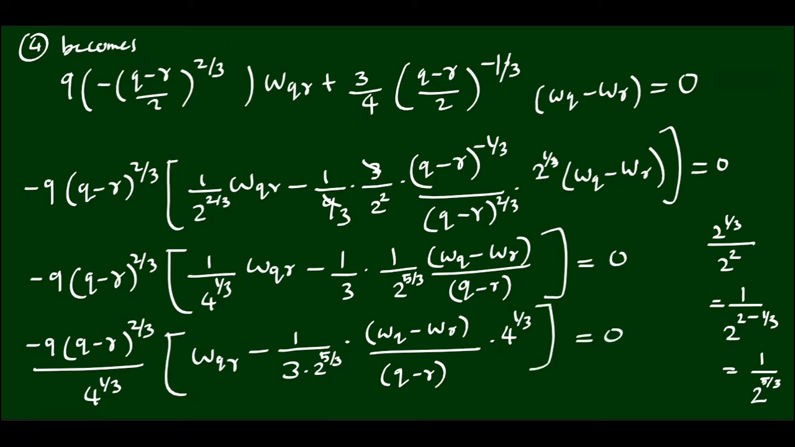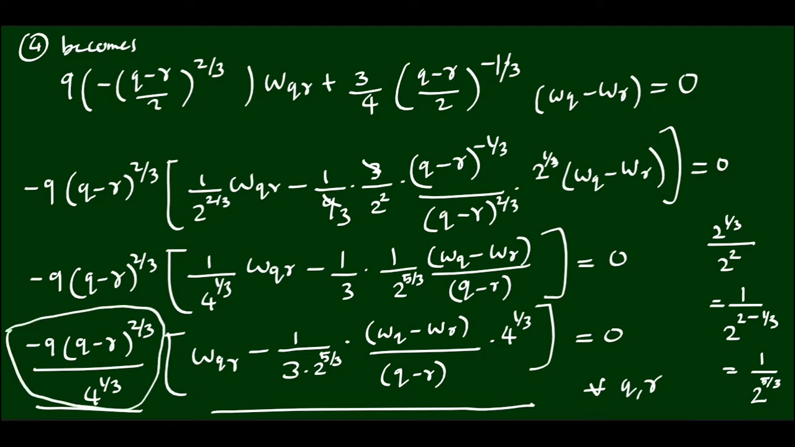This equation is valid for all q and r. So either this term or this term equal to 0 for all q comma r. Observe that the first term may not be 0 for all q comma r, so we can conclude the second term will be equal to 0 for all q comma r.